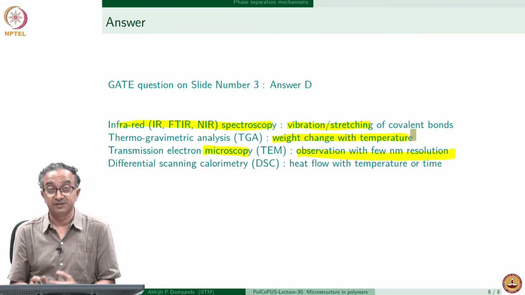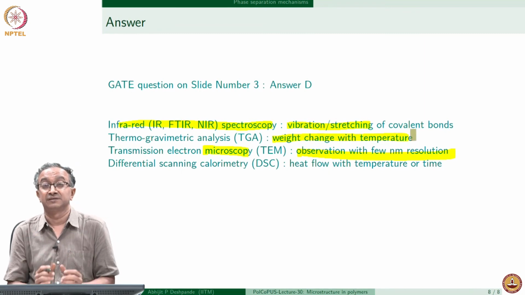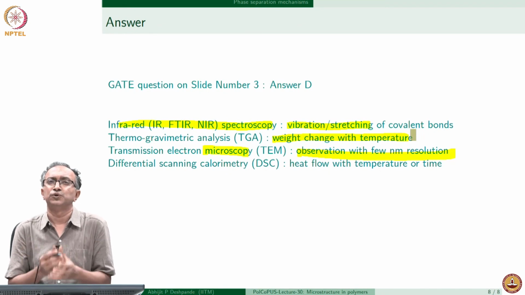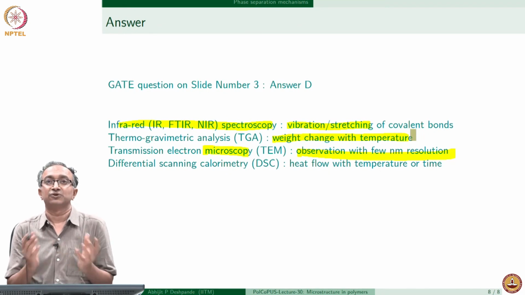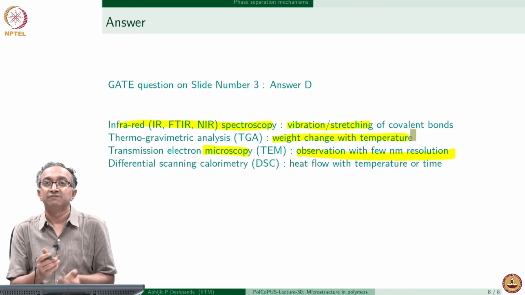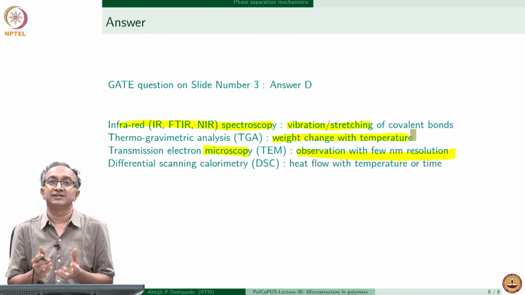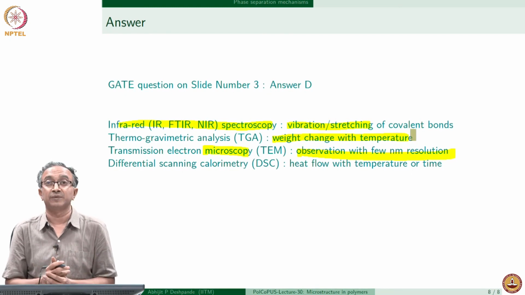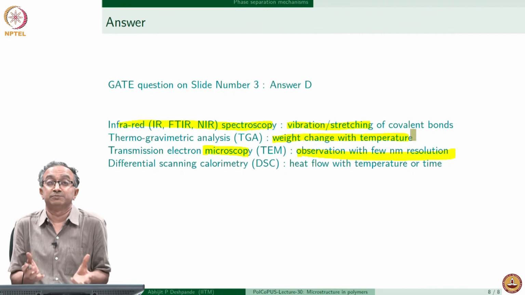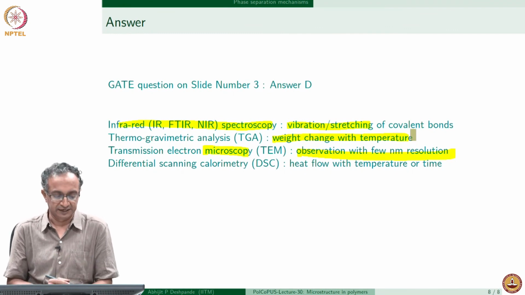Weight change with temperature is a very good way of estimating the thermal stability of the system. Of course, it's only an aggregate or gross measurement, because even without weight change, certain reactions can take place, and therefore degradation can set in earlier than what is indicated by TGA. But from a gross measurement point of view, it's a very important technique.